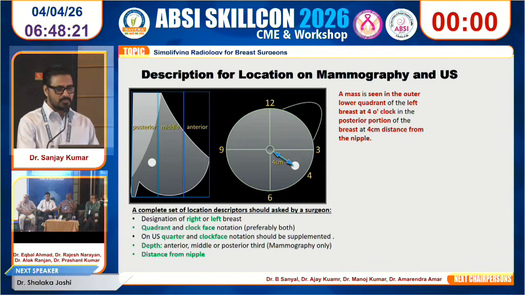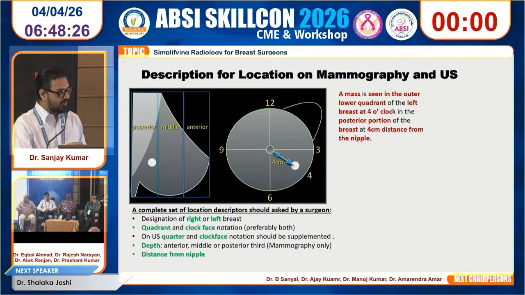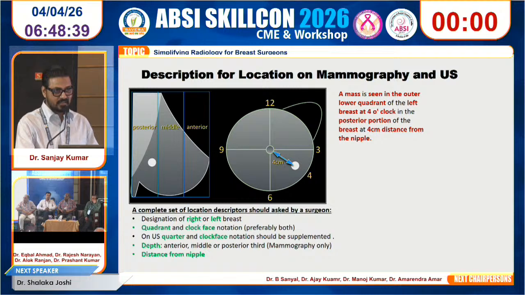Now description of the location for mammogram and ultrasound. Suppose there is a lesion here. So we have to quote: a mass is seen in the outer lower quadrant of the left breast at 4 o'clock position in the posterior portion of the breast and 4 centimeter distance from the nipple. That is the appropriate description for the lesion.